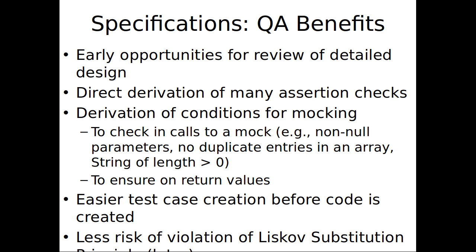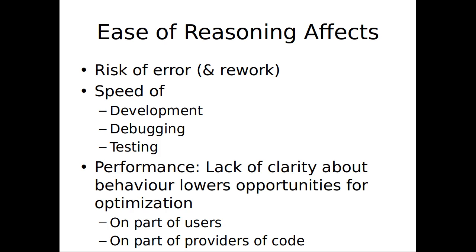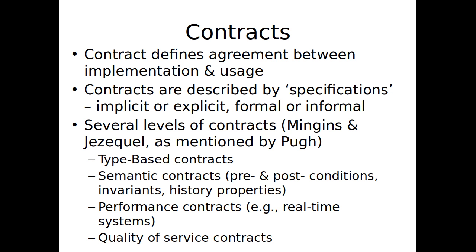An easier test case condition, and as we'll see, less risk of violation of Liskov substitution principle. We'll see if we can feature that in this course. Certainly, that's going to be a notable part of 470. So basically we can reduce risk of error, enhance speed of development. We can enhance performance because we're clear what we can evolve, what we can change without breaking things. Our code isn't ossified into a low performance state. Okay, so contracts.